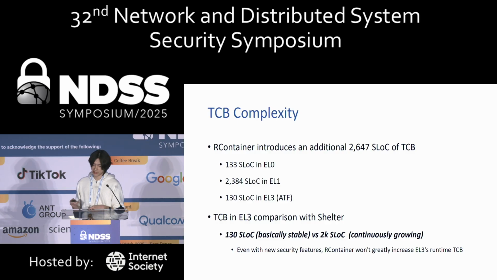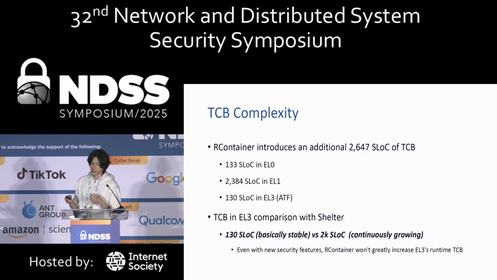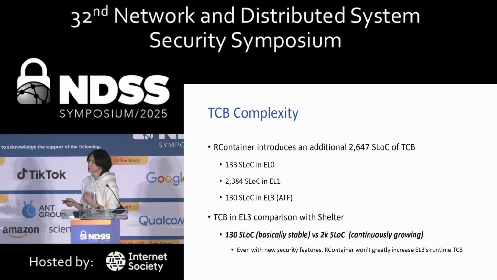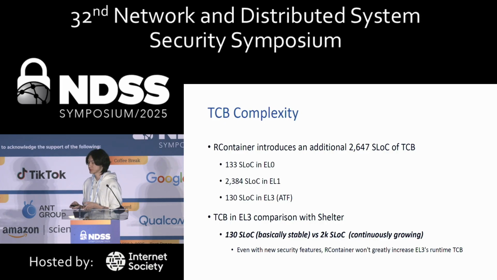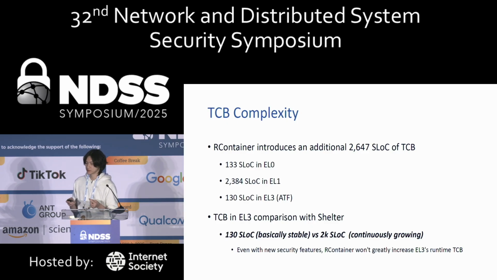And our TCB is very small. It has only 2,600 lines of code, including more than 100 in EL0, more than 2,000 in EL1, and 130 lines of code in EL3. EL3 is the highest privilege, so we compared the TCB in EL3 with Shelter and other previous work. Shelter has 2,000 lines of code, and it is continuously growing when new security features are added.